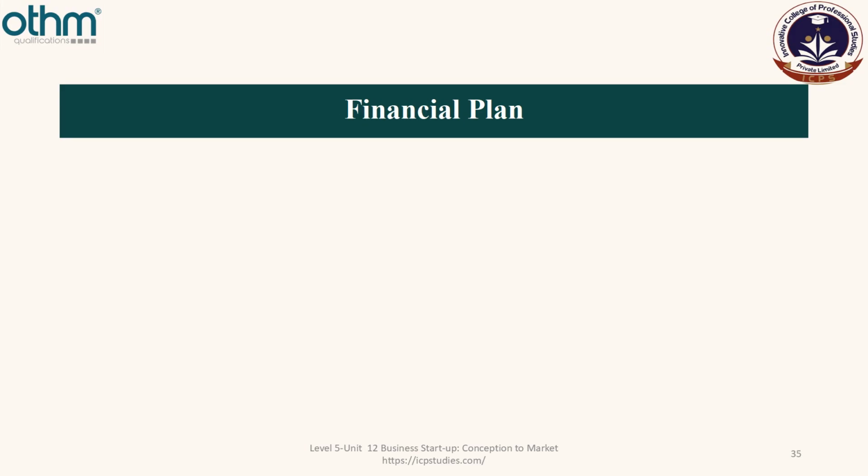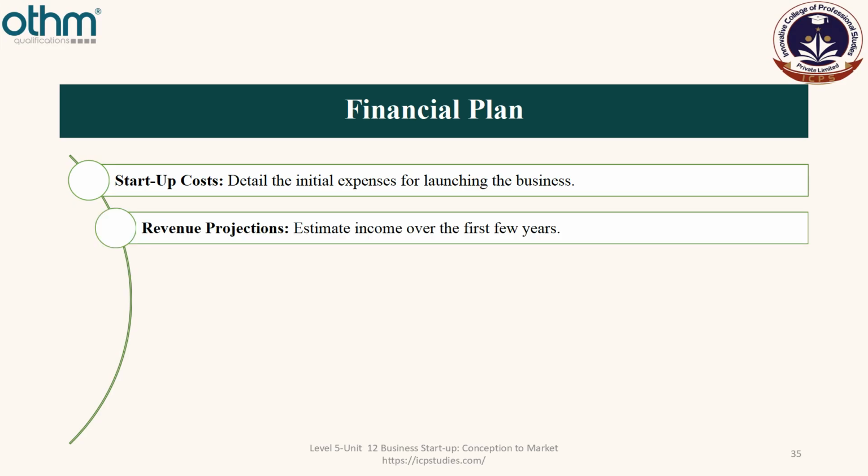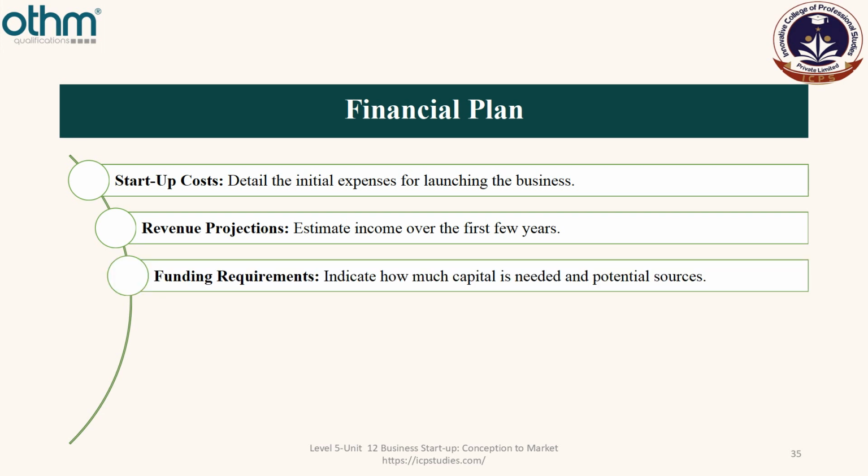And finally, at last, we have the financial plan. In the financial plan, first we have the startup cost, which details the initial expenses for launching the business. Then we have revenue projection, which estimates the income over the first few years. Then we have funding requirement, which indicates how much capital is needed and potential sources.